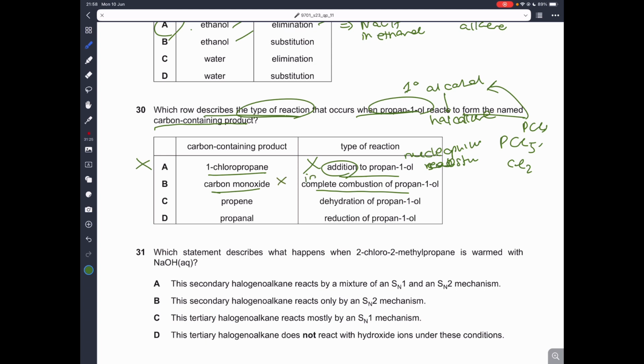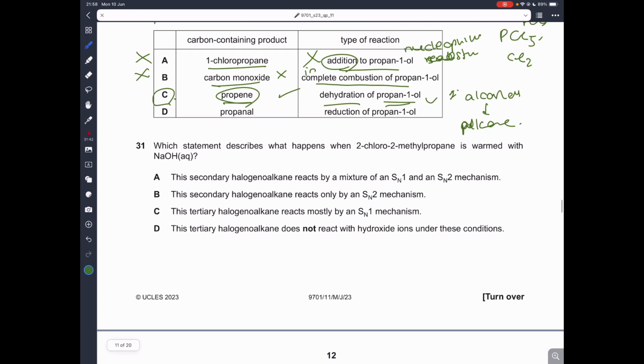Option C, propene. We want to turn this propan-1-ol, a 1-degree alcohol, to propene. Propene is an alkene. So this is actually a dehydration reaction, and we have to use concentrated sulfuric acid with that. So C is the correct answer.